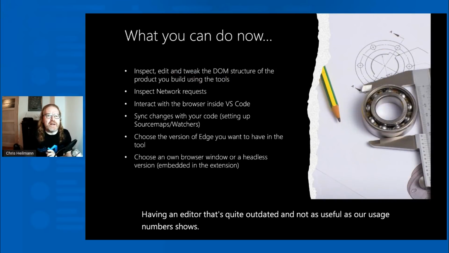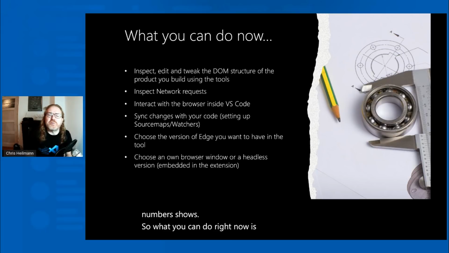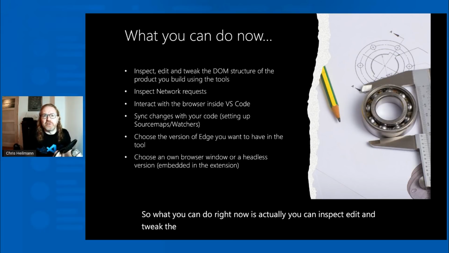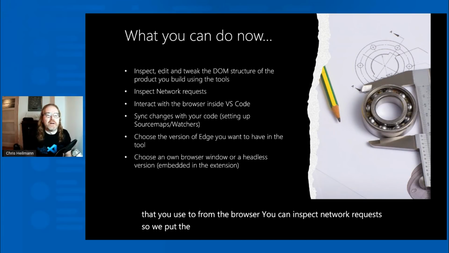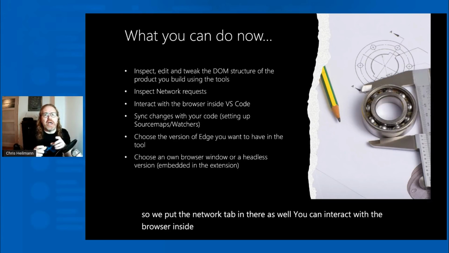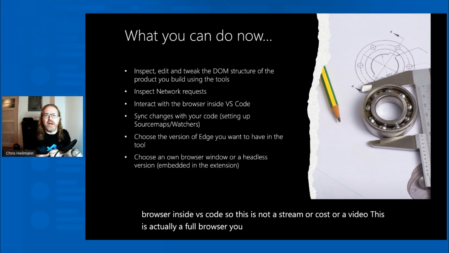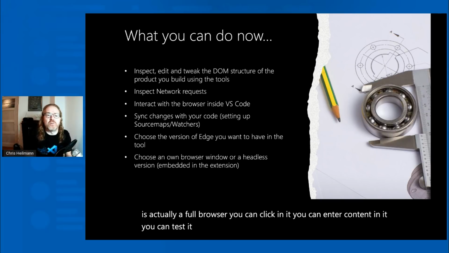So what you can do right now is actually you can inspect, edit, and tweak the DOM structure of the product you build using the tools that you're used to from the browser. You can inspect network requests, so we put the network tab in there as well. You can interact with the browser inside VS Code. So this is not a stream or a cast or a video. This is actually a full browser. You can click in it. You can enter content in it. You can test it like any other browser window as well.